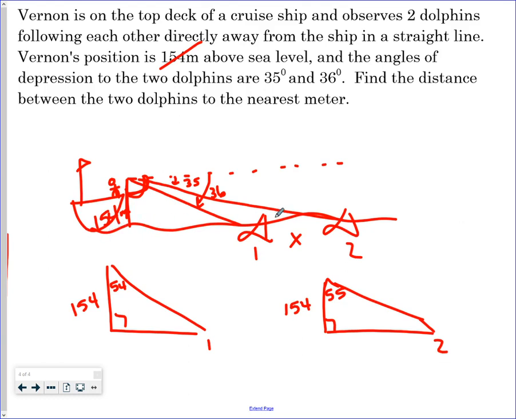I only like to call X what I'm looking for. So I'm going to call from the ship to dolphin 1, Y. I'm going to call from the ship to dolphin 2, Z. You don't have to do what I'm doing right now. I'm just trying to be as specific as possible. The length from the ship to dolphin 1 is Y, from the ship to dolphin 2 is Z. I don't want to call them X because if I do, I'll think I'm done. Do you see what I'm saying?